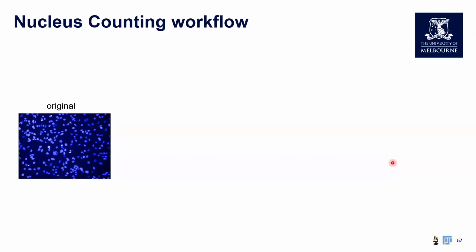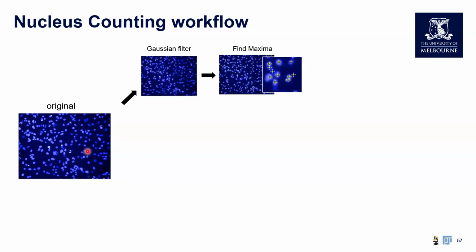So let me show you some example workflows for the most common quantifier in image analysis, which is nucleus or cell counting. If we want to count the nuclei from the image shown here, we can approach it in multiple ways. One simple way is by detecting the intensity maxima. This can usually be done by first pre-processing the image using a Gaussian filter to reduce some noise, and then running maxima detection.